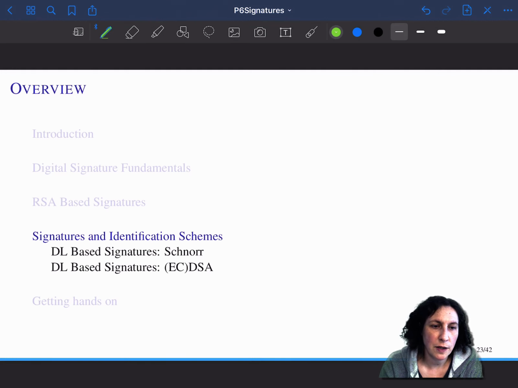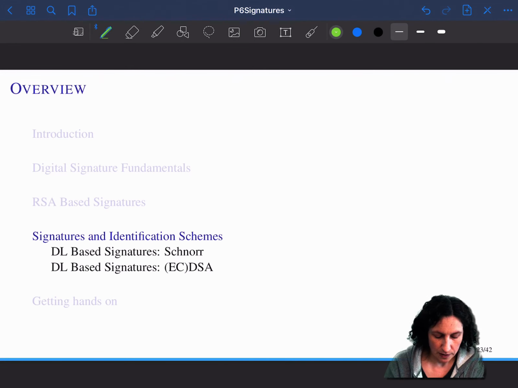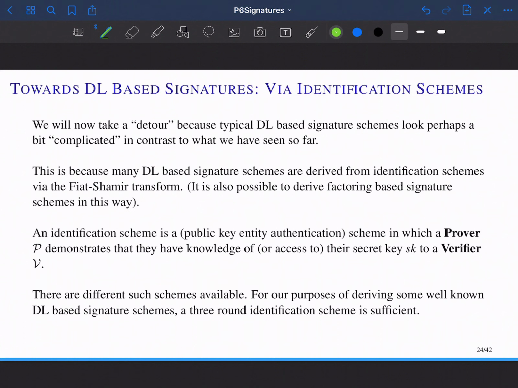And this is because the popular ones, the ones that are really used in practice, are all based on a very specific construction that turns an identification scheme into a digital signature scheme. Without having seen this, they just look a little bit weird and a little bit awkward. So I want to take the time to make this little detour with you and to initially look at what is called identification schemes.